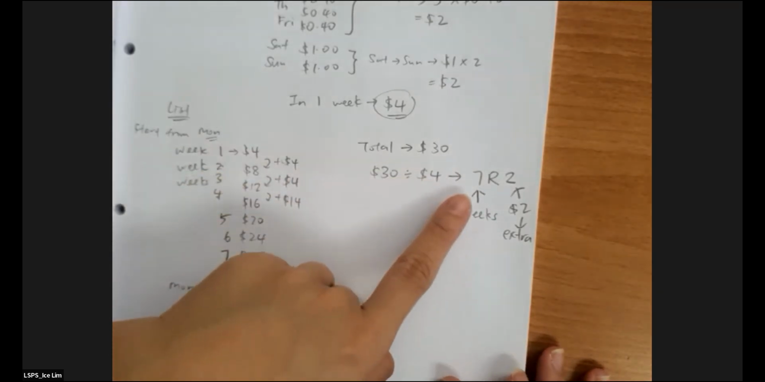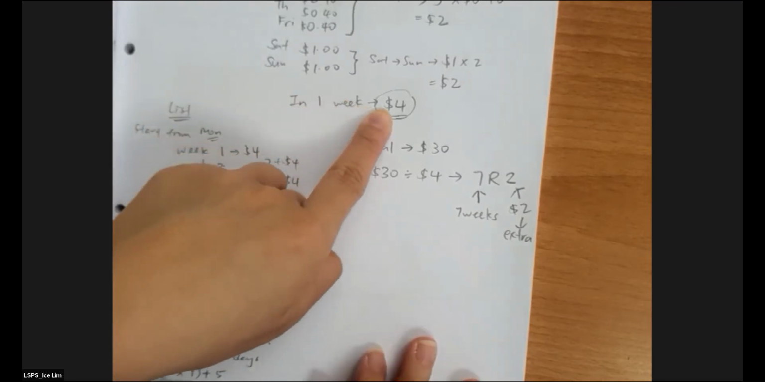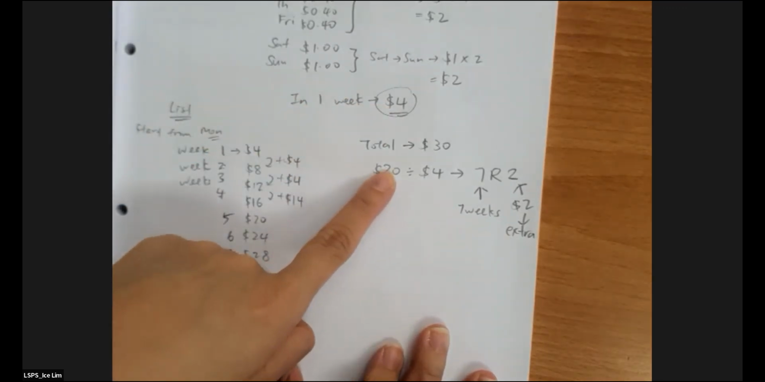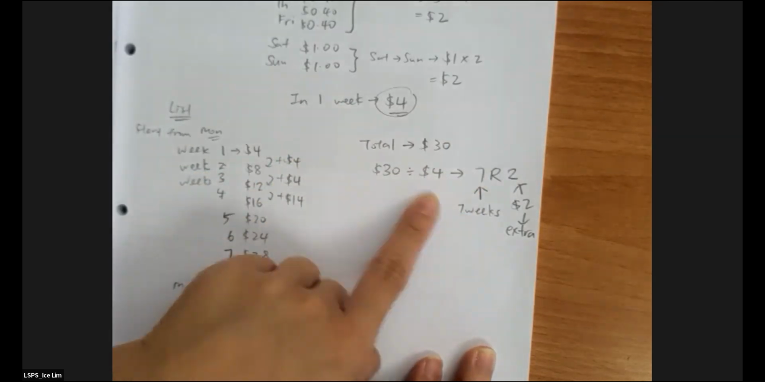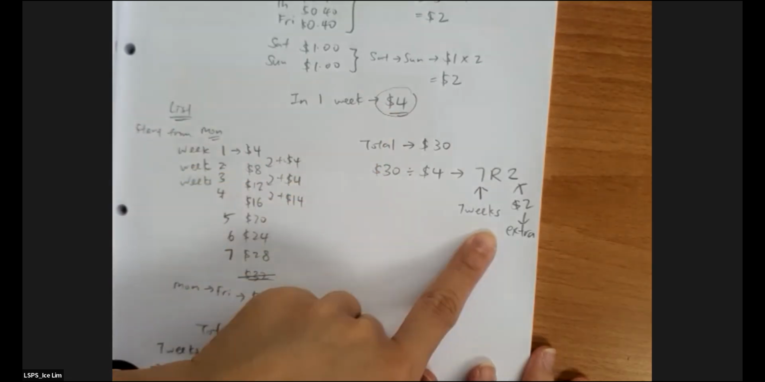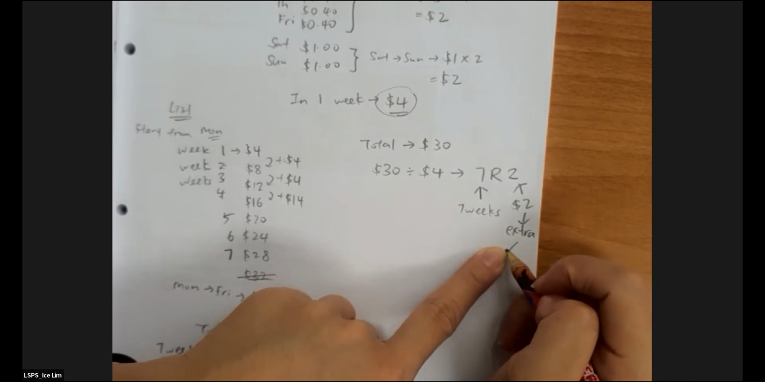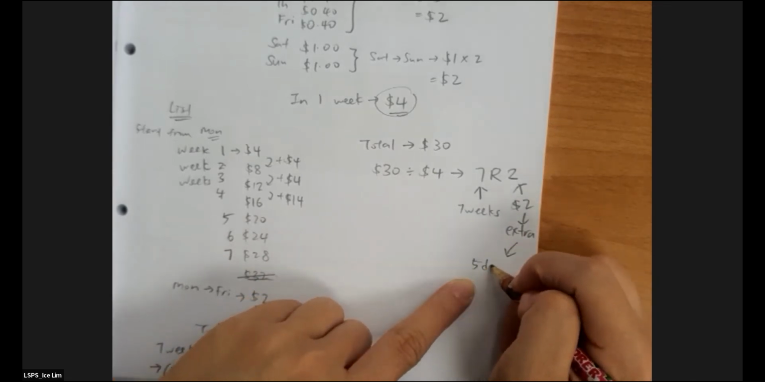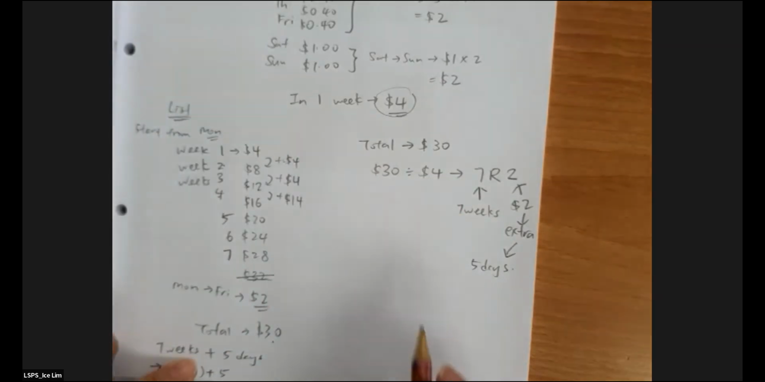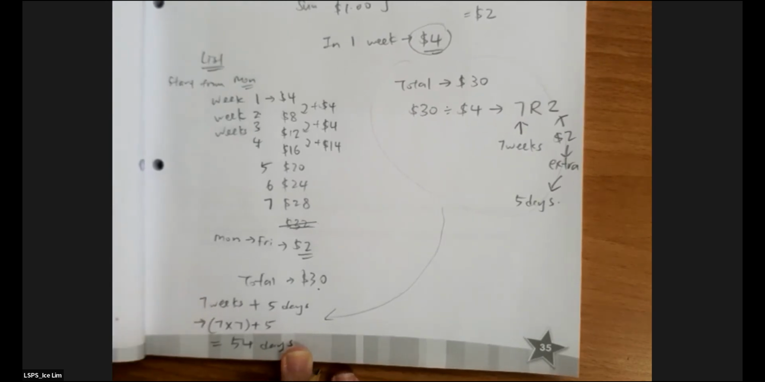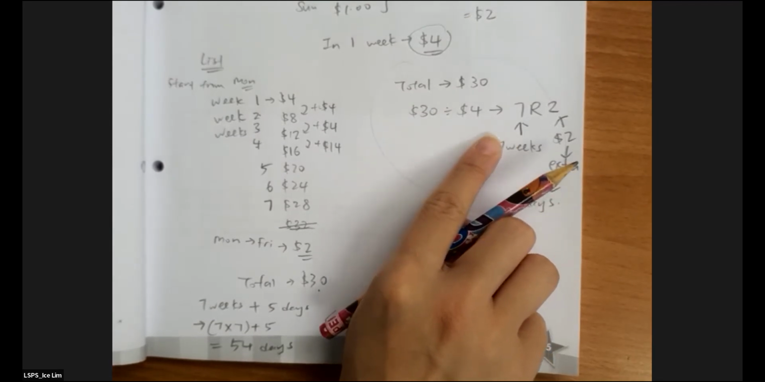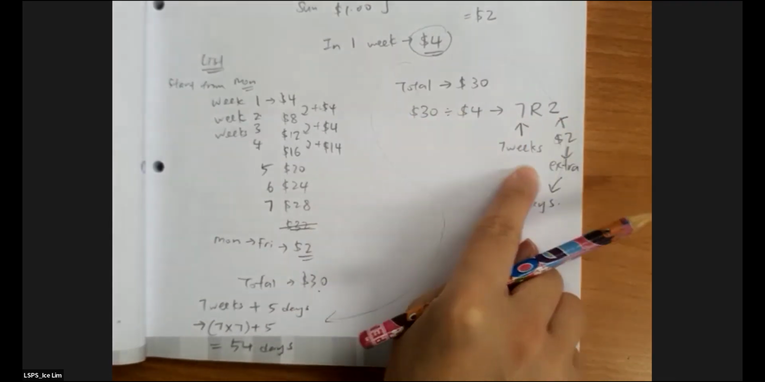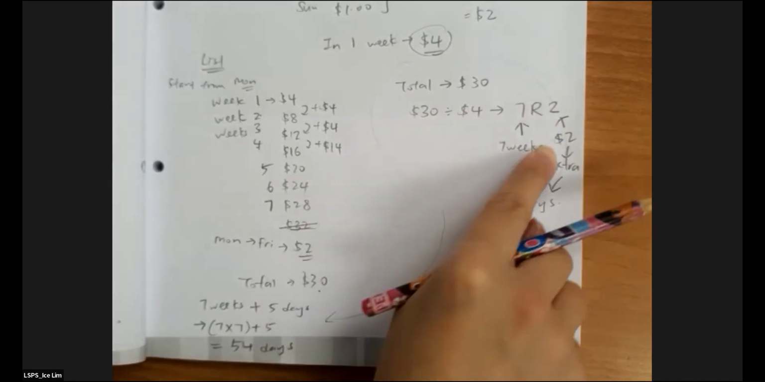In other words, because 1 week is $4, 30 divided by 4, you get 7 full weeks. 7 full weeks of $4, $28. Then you got $2 extra, and this $2 extra is made up of 5 days. So you jump immediately to the last step. If you can understand this step, then good for you, you can just go to the shortcut already.